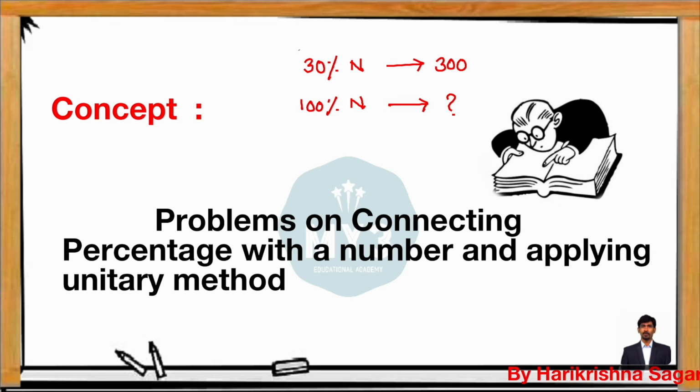So this is what is unitary method. You can simply do 100 divided by 30 into 300. Further simplification will give you your answer choice. That means here I can say 100% of the number will be equal to 1000. So like this we have to apply the unitary method.